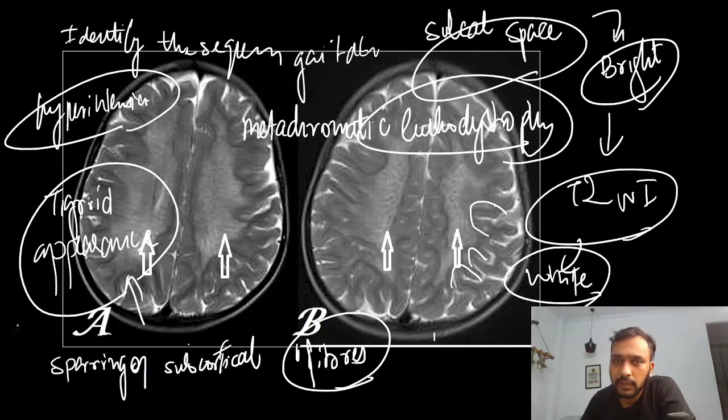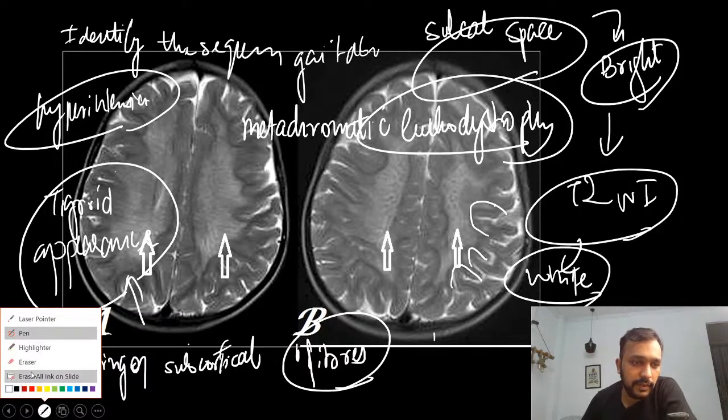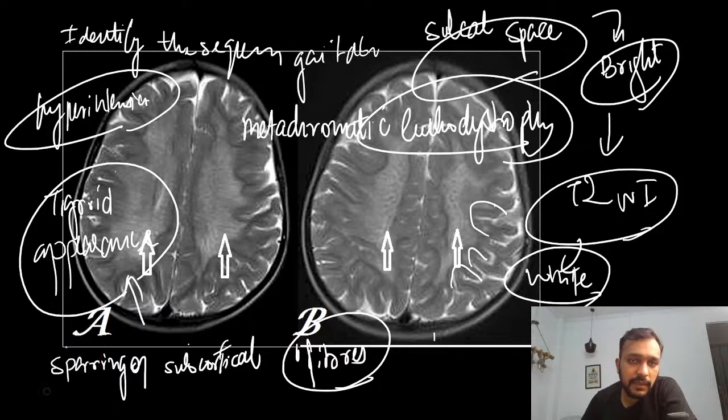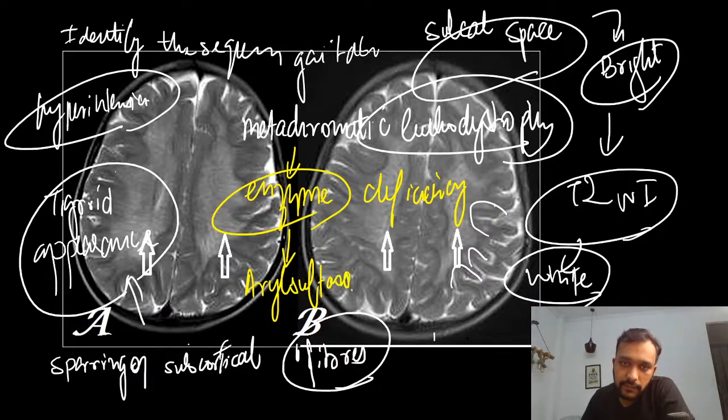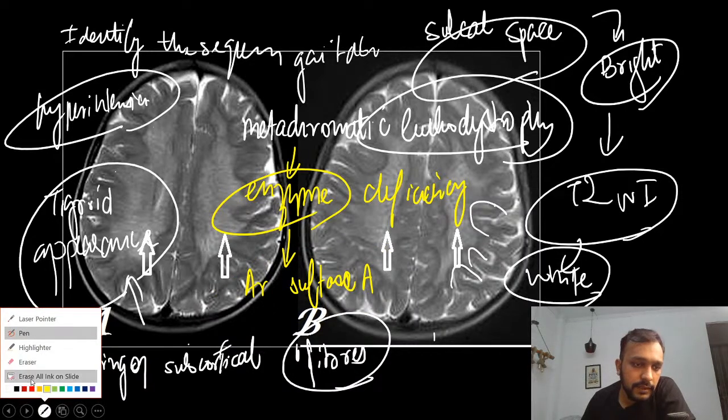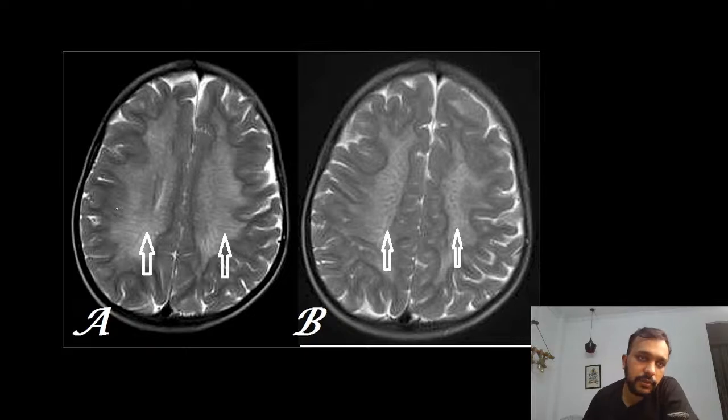So guys, let us talk about the other leukodystrophies as well. And also tell me, guys, what is the enzyme deficiency that you are going to see in metachromatic leukodystrophy? Come on guys. Yes, it is arylsulfatase A deficiency that you are going to see in metachromatic leukodystrophy. Okay?